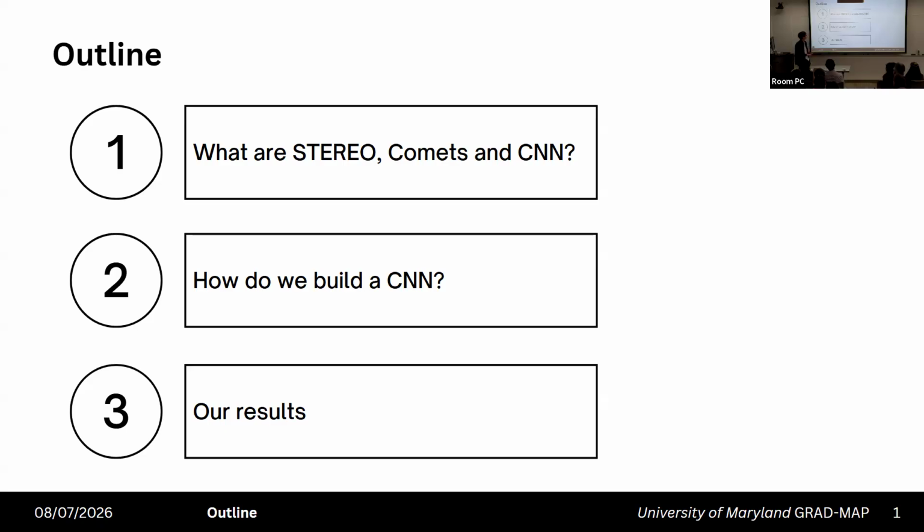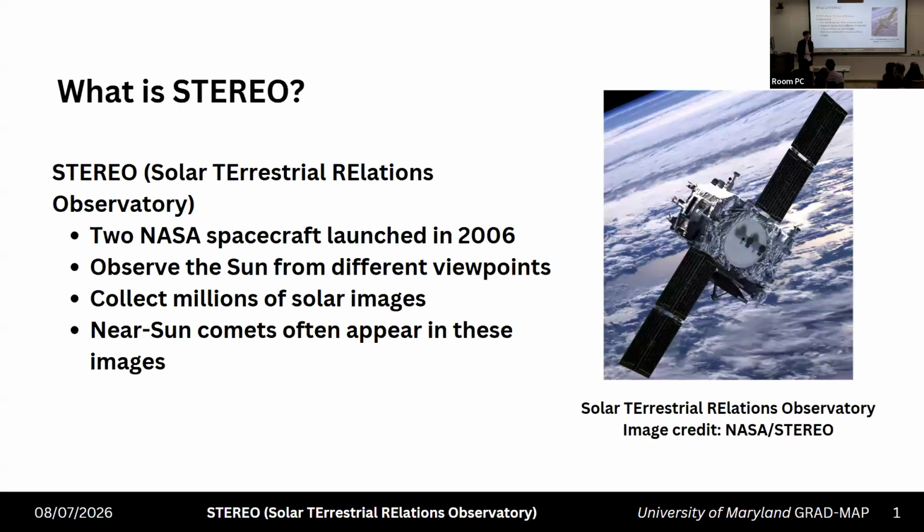So STEREO, which stands for Solar Terrestrial Relations Observatory, is a space telescope. There are two spacecraft launched by NASA in 2006, and they observe the Sun and collect millions of solar images. So there will be some Sungrazing comets appearing in those images.